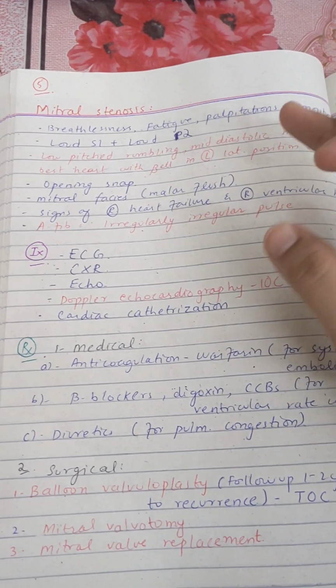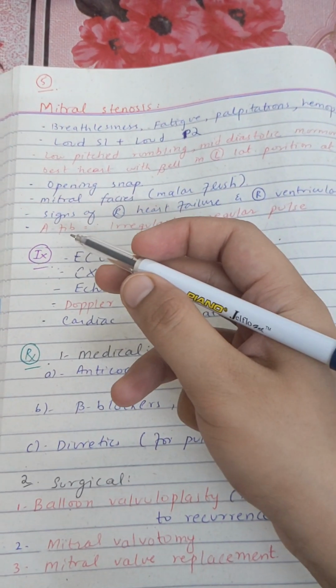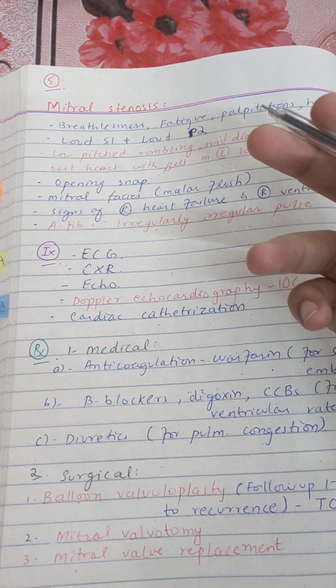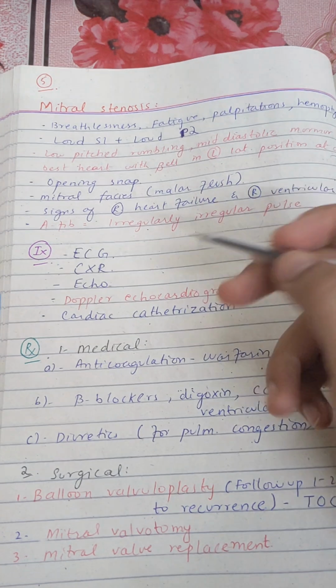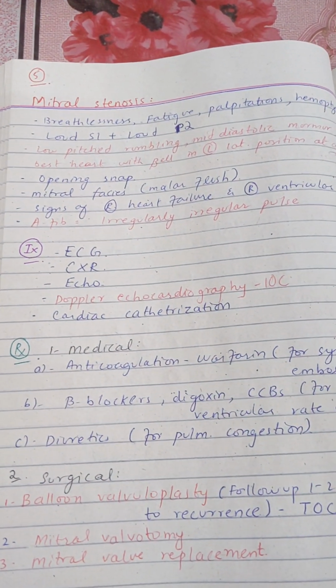And in these patients they are at high risk for development of atrial fibrillation, and if this child is having atrial fibrillation, then he will also have an irregular pulse on examination. So these are the things that you need to remember.